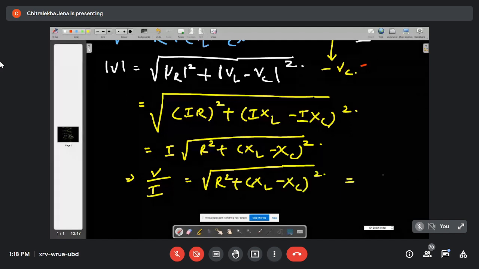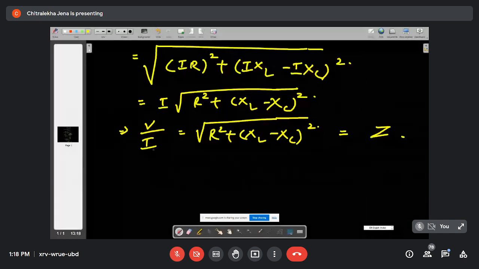Somendu, you got it? Okay. Understood, all of you? Yes, ma'am. What is your impedance? Impedance is square root of R square plus (XL minus XC) whole square. This quantity is the impedance of which circuit? Tell me. RLC circuit. RLC series circuit.